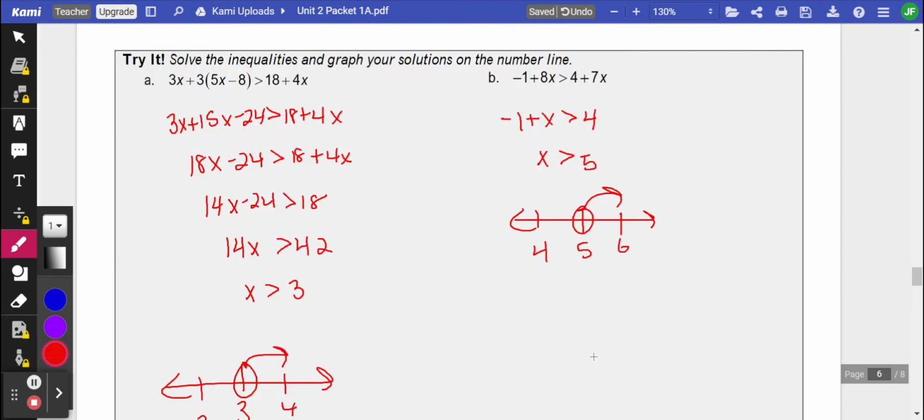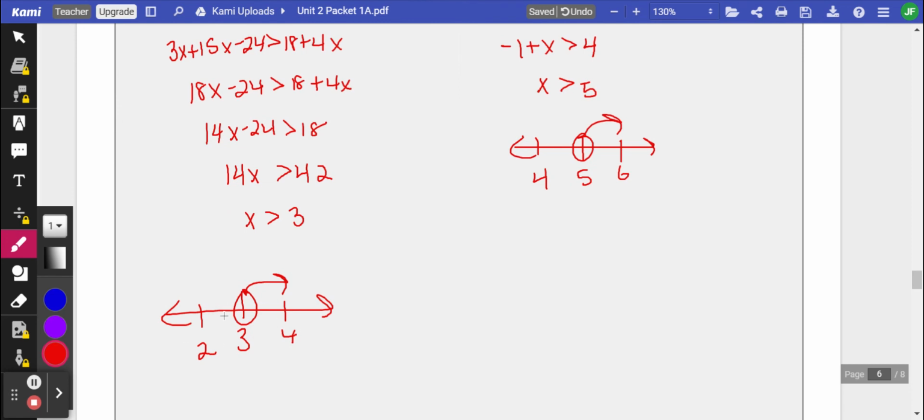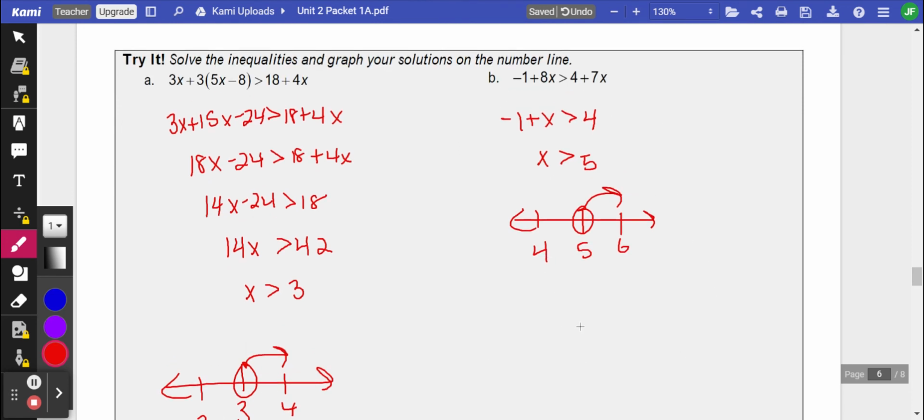Okay, so I showed some steps. I didn't show everything here, but for A, you should get x is greater than 3. So the number line is down here for it. And then for the second one, you should get x is greater than 5. Check the number line there. If you did not get those right, make sure you ask for help. If you did, go ahead and do the practice and have a great day.